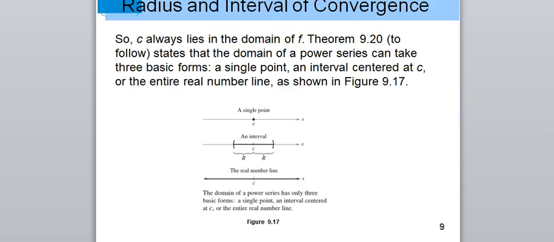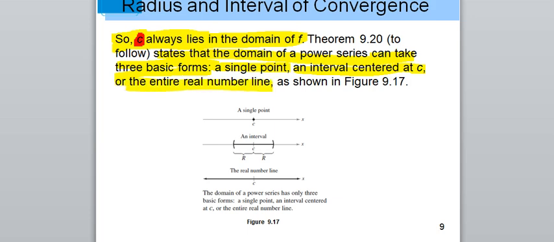Next, radius and interval of convergence. So you can see, c always lies in the domain of f. The c over here will always lie in the domain, the domain set of f. Okay, now theorem 9.20 is a theorem that I'll tell you about. It states that the domain of a power series can take 3 basic forms. What are the 3 basic forms? A single point, an interval centered at c, or the entire real number line.